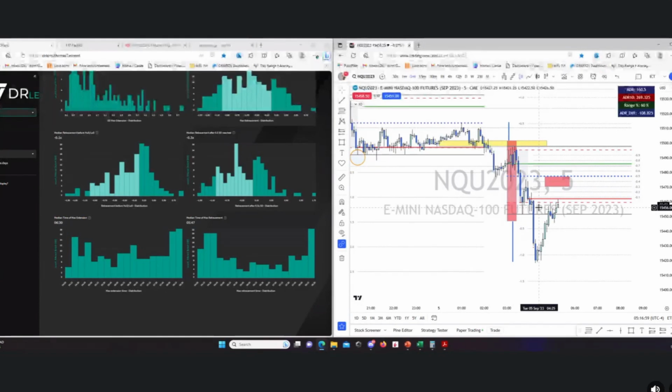We don't have to stick to the NQ. We don't have to stick to the ES, right? Go to Euro USD, go to the future contracts and check out the same thing. Let's see if we have a higher probability play there.